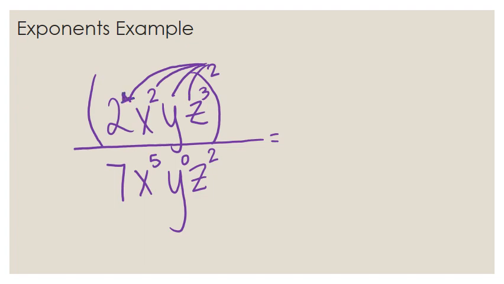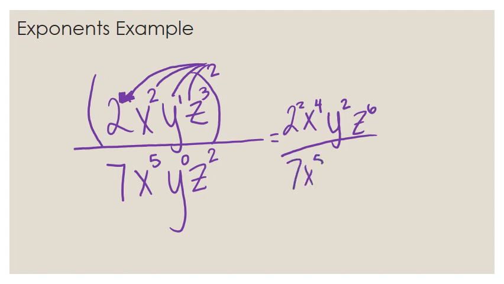This little 2 gets forgotten a lot. People are worried about the letters, but don't forget about the numbers. So that simplifies down to 2 squared, x to the 4th, because it's power to a power, so I'm going to multiply. Y squared, because technically that y has a 1, and z to the 6th. I haven't done anything to the bottom, so I'm going to leave it all in the bottom.